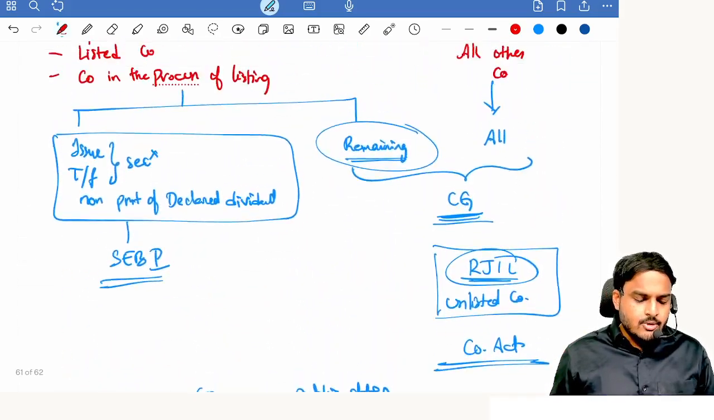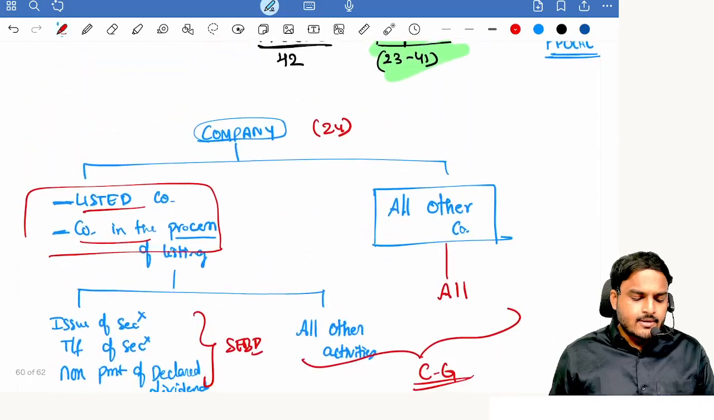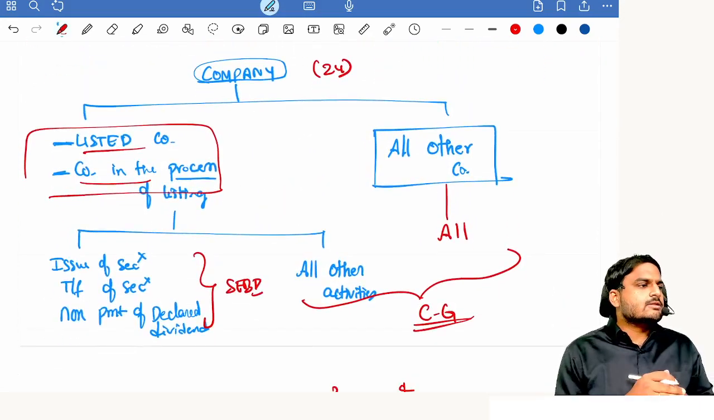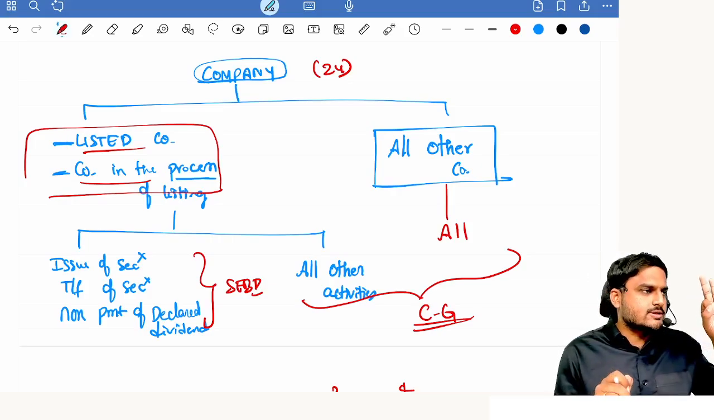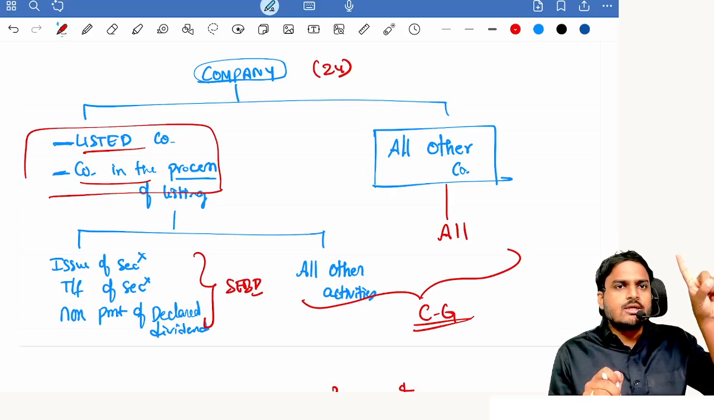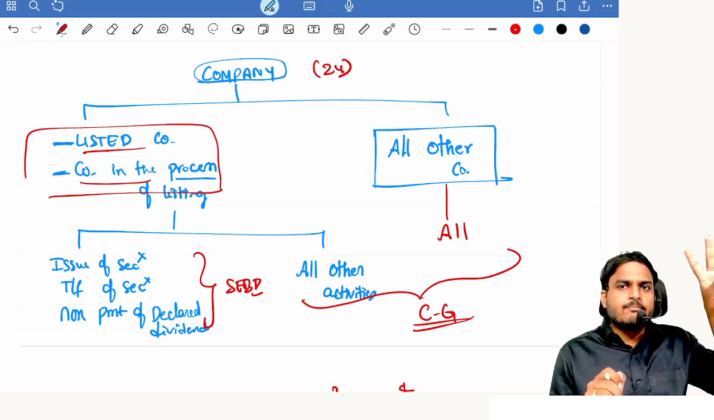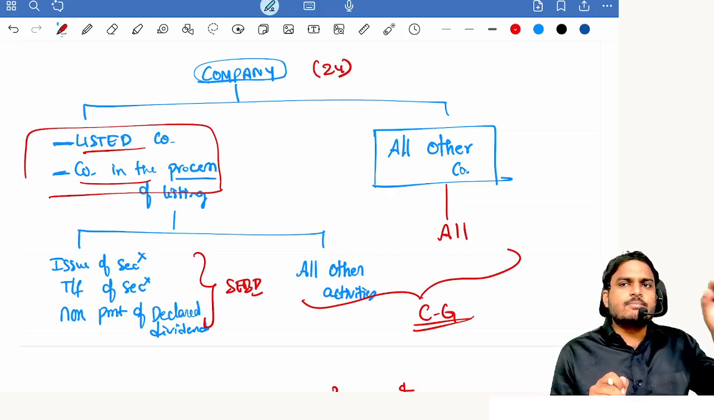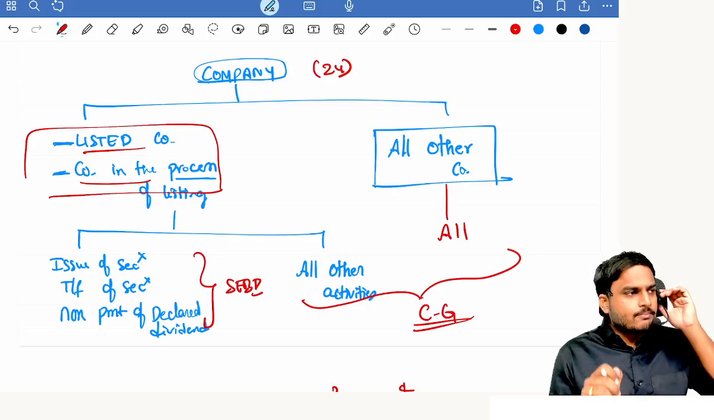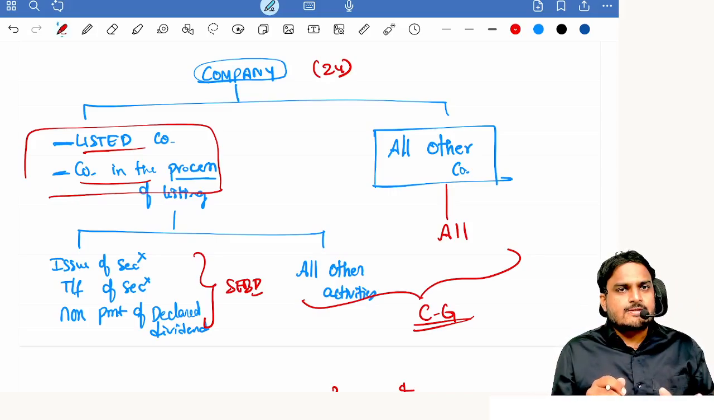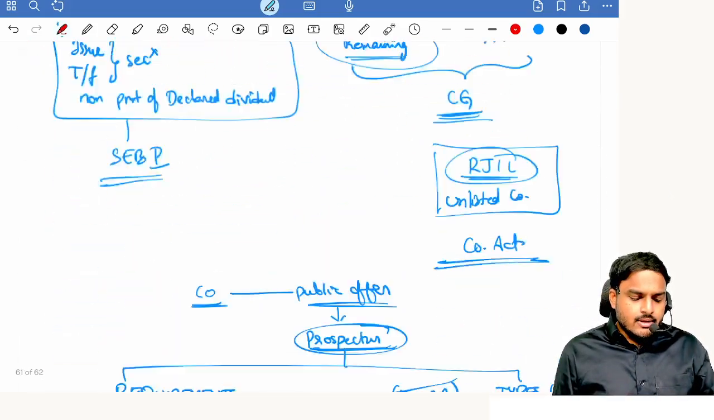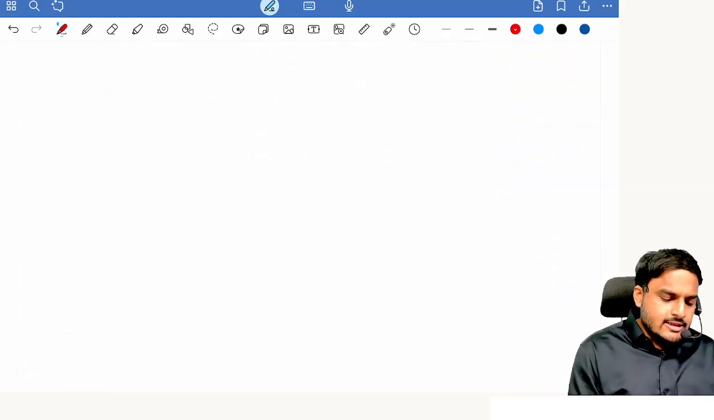So now, come on, we'll revise section numbers. So we are having how many companies? 2 companies. And how many modes of issue of securities are there? 3 modes. What are those 3 modes? Existing members, employees, others. So 2 companies, 3 modes, simply section 23. Even I can simplify section 23like this also.